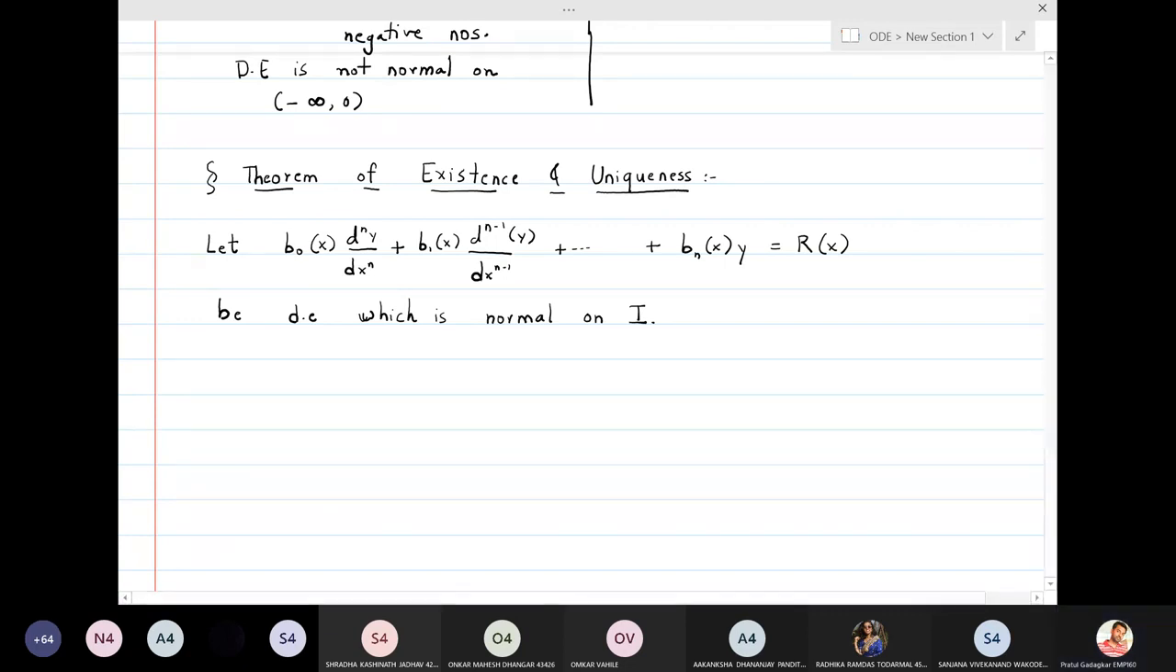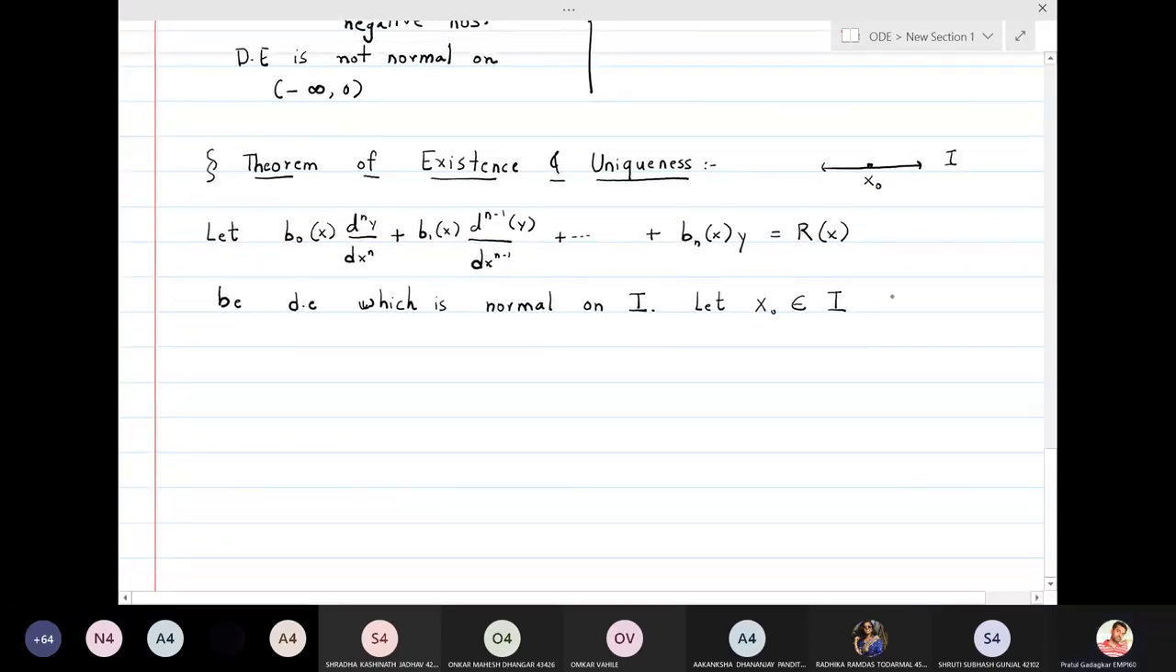Let x0 be some number in I. Now this I is some interval. It can be an infinite interval also, like in the previous examples it was 0 to infinity or whatever. So let x0 belong to I, and let y0, y1 up to y(n-1) be arbitrary real numbers.